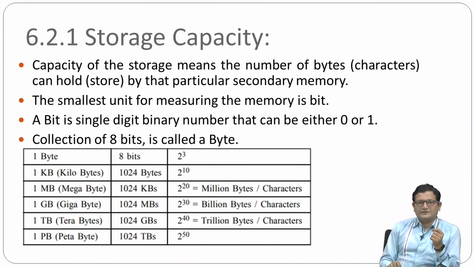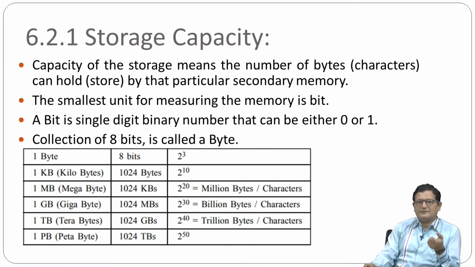Now let's talk about storage capacity. The capacity of the storage means the number of bytes that you can store or hold in a particular secondary memory. The smallest unit of memory measure is 1 bit. A bit is a single binary digit that can be either 0 or 1. If you collect 8 bits together, you have 1 byte.